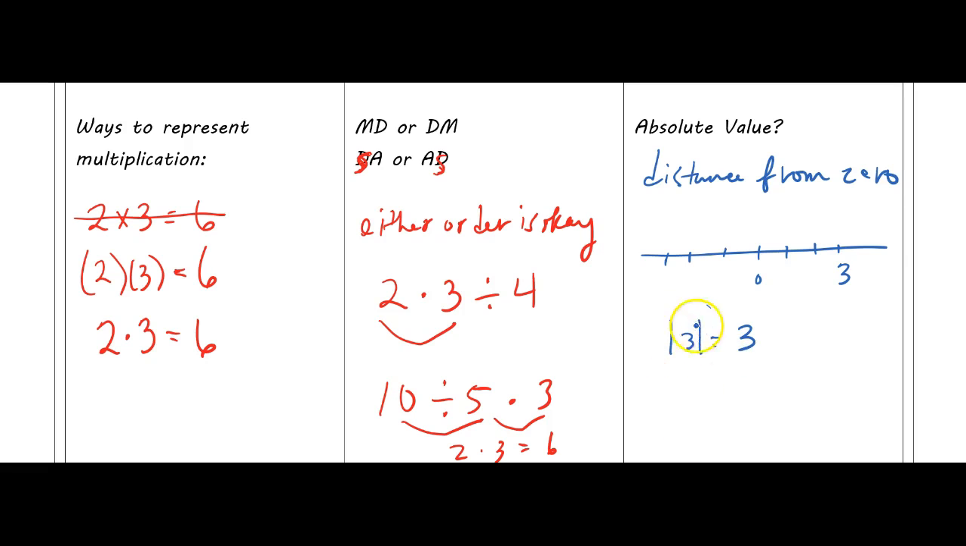But if I had taken those same bars, which mean absolute value, and I put a negative 3 in there, I'm asking you how far away from 0 is negative 3. Even though it's over in negative land, 1, 2, 3, you're still 3 away from 0. So the answer would come out positive.